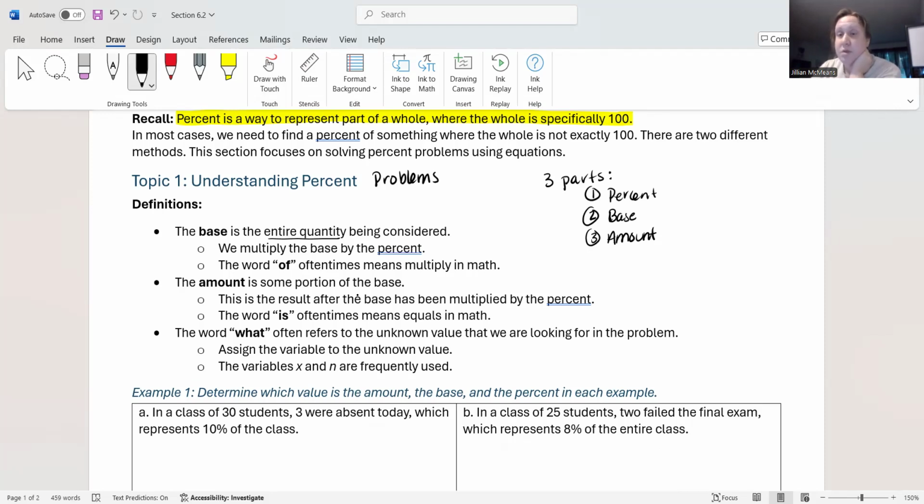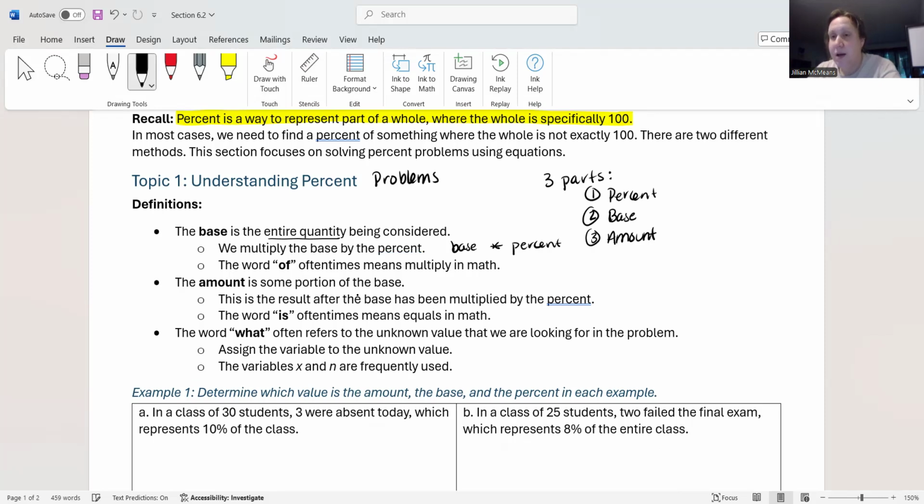If we're talking about students in a classroom, all of the students in the classroom, the entire quantity being considered, is the base, okay? So we just have to understand what we're talking about and what is everything we're talking about. Everything we're talking about, that is the base, okay? Now, what we end up doing is we take the base and we multiply it by the percent. So you need to understand that whether we do the equation method or eventually the proportion method, you take the base and you multiply it by the percent.